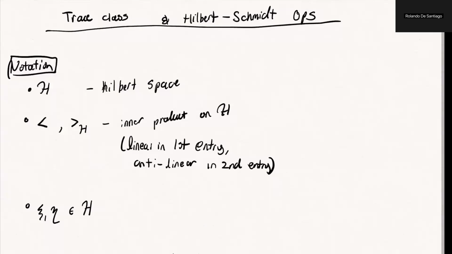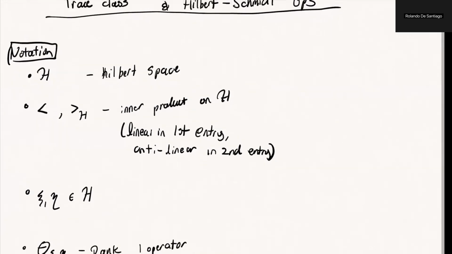Okay, so the discussion for today is a handful of family of operators, namely the trace class and the Hilbert-Schmidt operators. So just to establish some notation that we're going to be using a lot, H is going to denote a Hilbert space. And if you see two brackets like this, that will denote an inner product. Normally, I won't have that subscript H in there, but for the conventions that we're going to be using here, just remember that we're using an inner product that's linear in the first entry and conjugate linear, or antilinear, in the second entry. The letters xi and eta will be vectors in H.